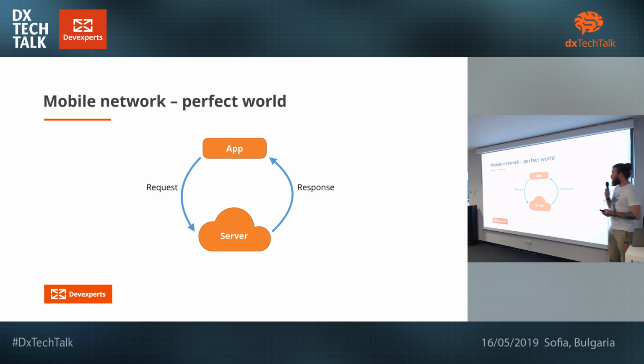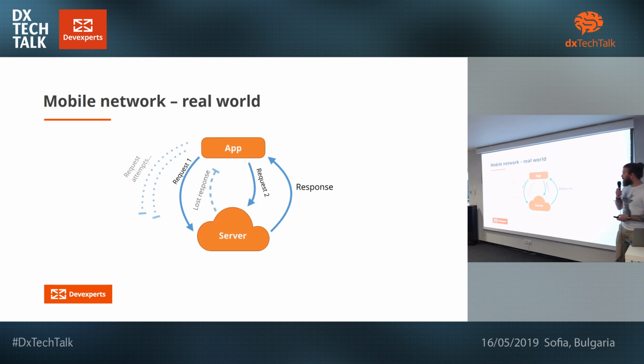In a perfect world, it's going to look like this. You have an app, you have your server, you do a request and you get a response. It's easy, right? And everything works like this, right? I don't think so.